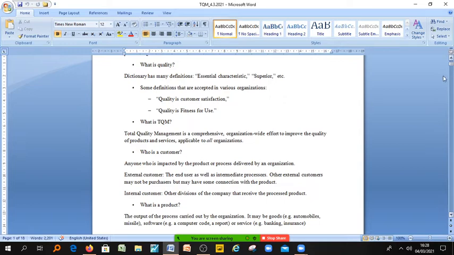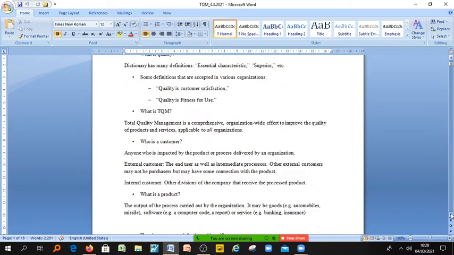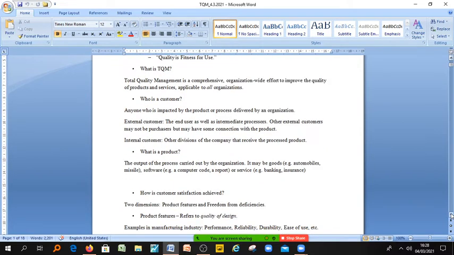So quality depends on who the customer is. We have external customers and internal customers. External ones are the ones that we know, the end users. They can either be end users or intermediate processors. The intermediate processors are those that will purchase your goods and use them as inputs, as raw materials in the production process. So external customers are not only the end users but also intermediate processors, right?